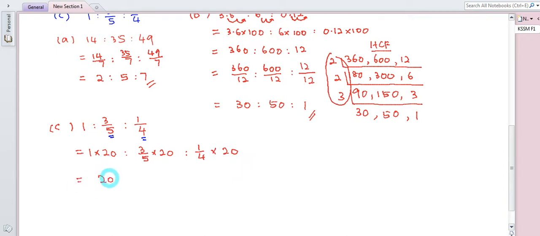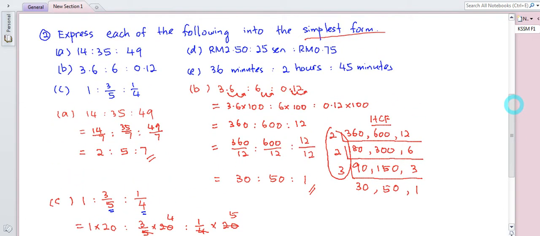Here I will get 20. You can cancel out the 5, simplify. So 3 times 4, you get 12. Here, simplify it, 5. Okay, so now these three numbers don't have any other common factors, and this will be the final answer. Okay, we go to part D.